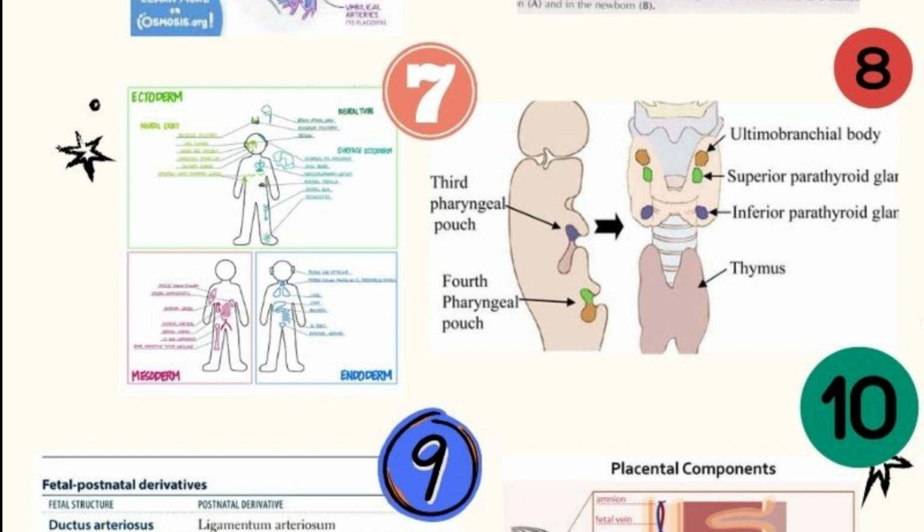The next image is about the thymus. For the thymus, you need to remember that the thymus and the inferior parathyroid gland both are derived from the third branchial pouch, whereas the superior parathyroid is developed from the fourth branchial pouch.